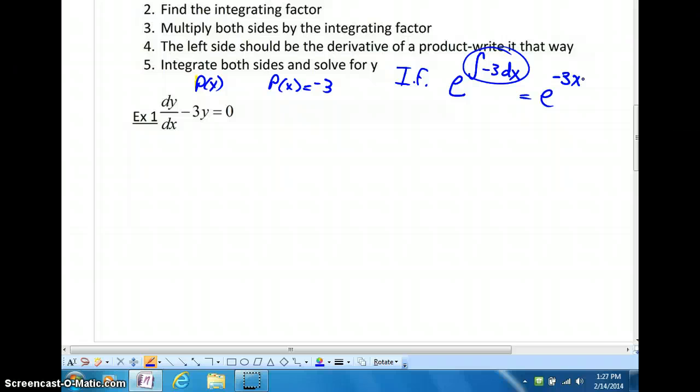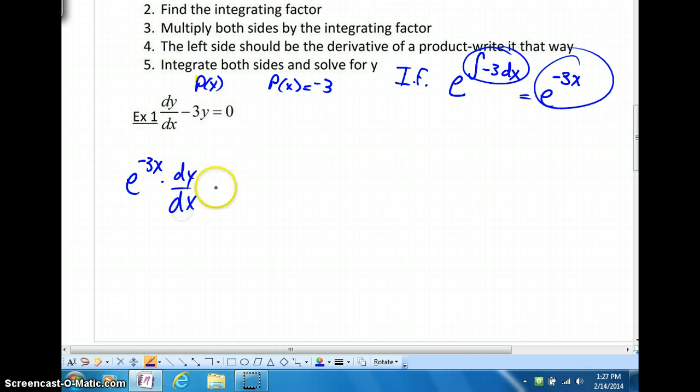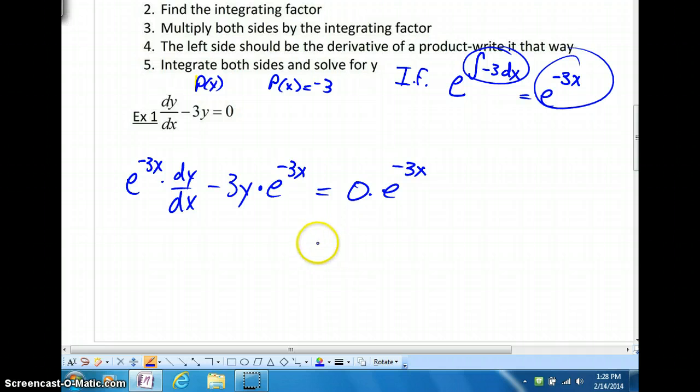You're just concerned with finding some function, and of course, you're going to see a lot of exponential types of terms, e to powers. Well, what did it say? Multiply both sides by this integrating factor. What would that look like? e to the negative 3x times dy dx minus 3y times e to the negative 3x equals, well, 0 times e to the negative 3x. See, everything gets multiplied by e to the negative 3x. And I hope right now you realize, yes, the right side is 0.